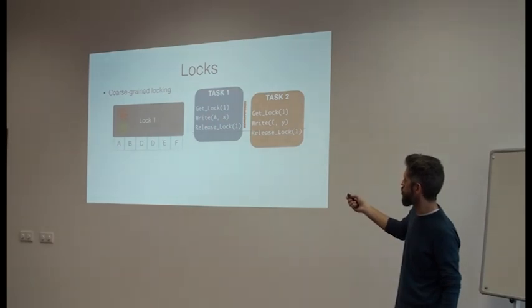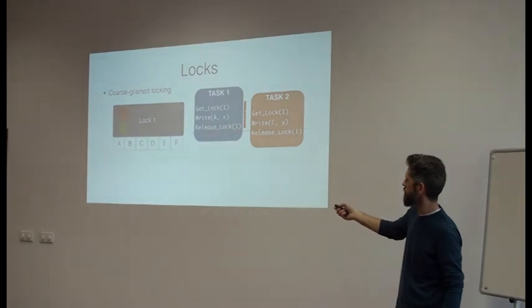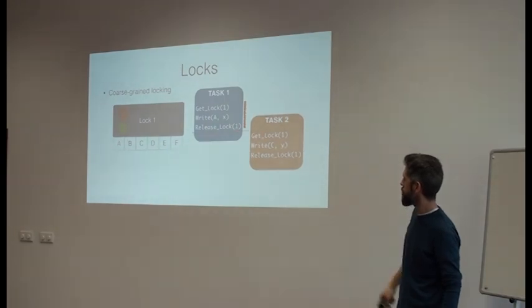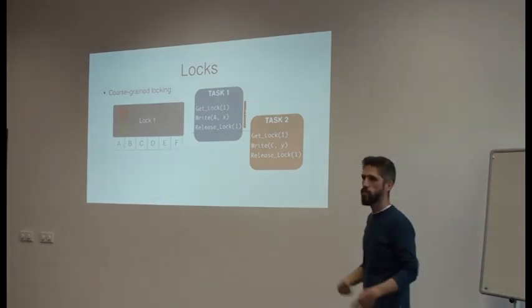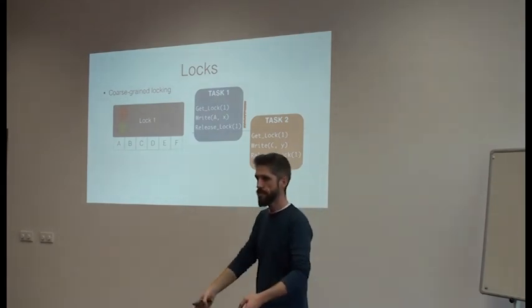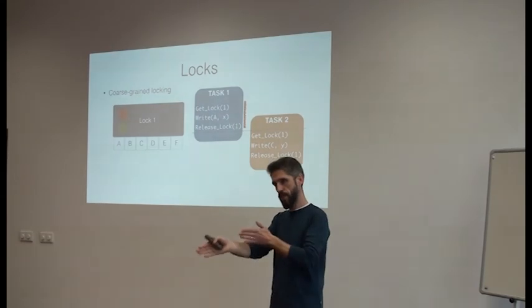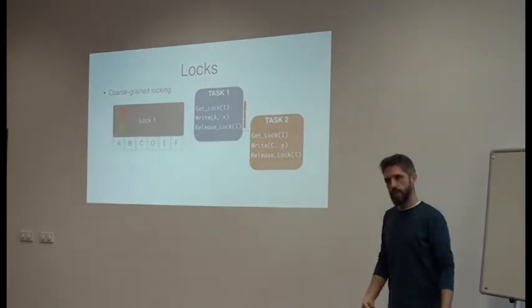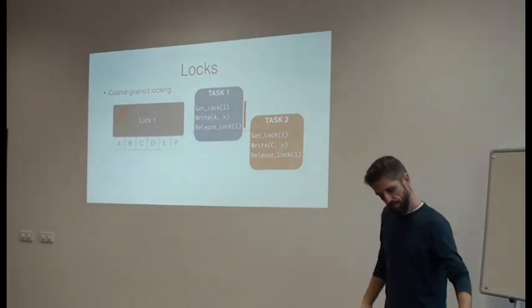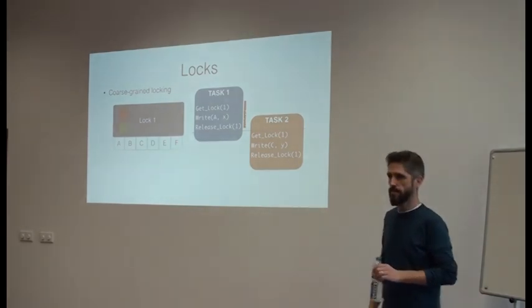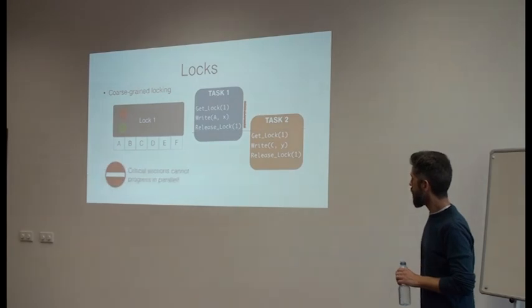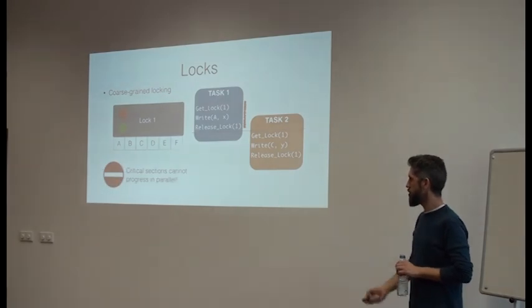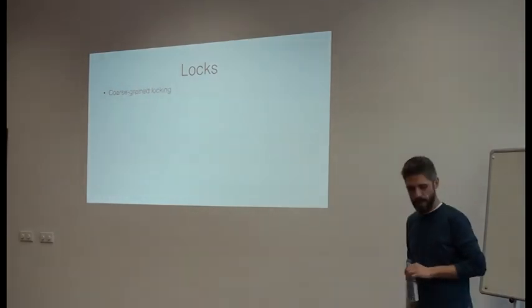So task 2 cannot get this lock before task 1 releases it. So although these could be 2 operations that could proceed in parallel, they cannot. They have to be serialized, which is not nice, let's say. So critical sections cannot progress in parallel.